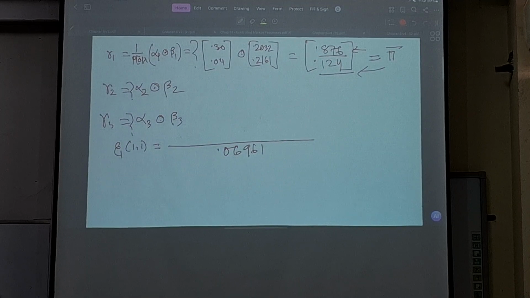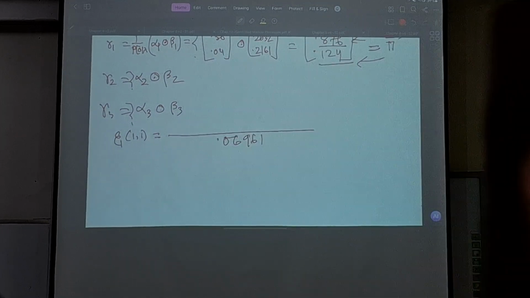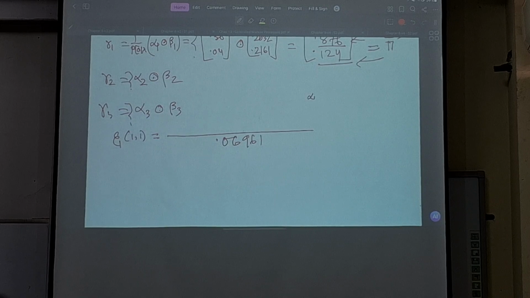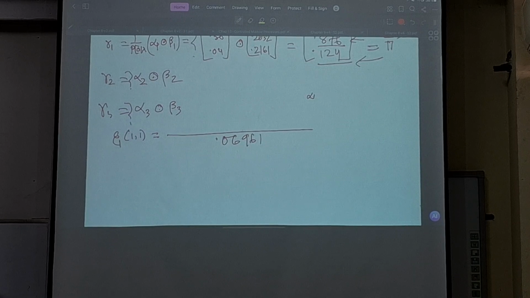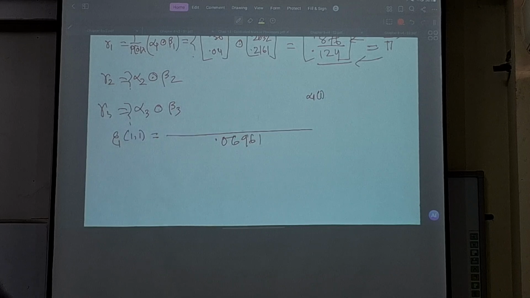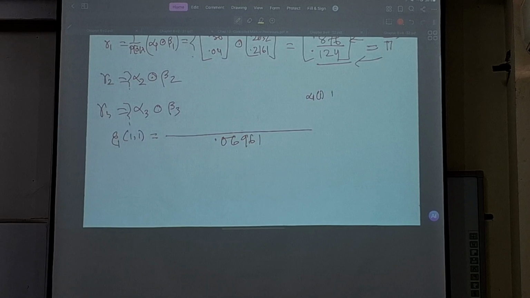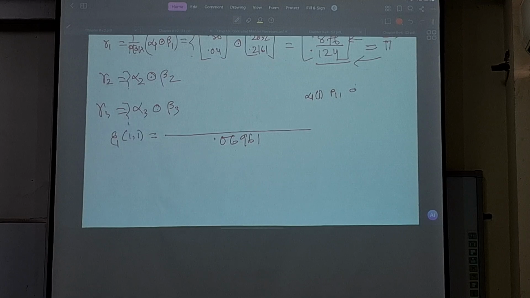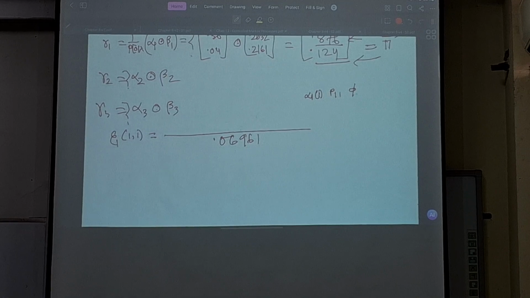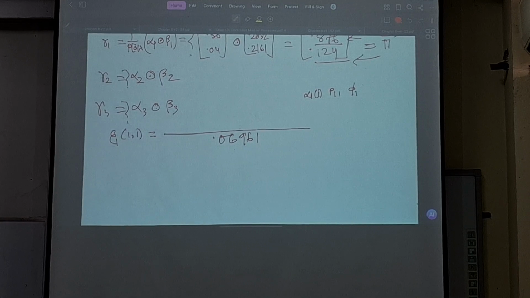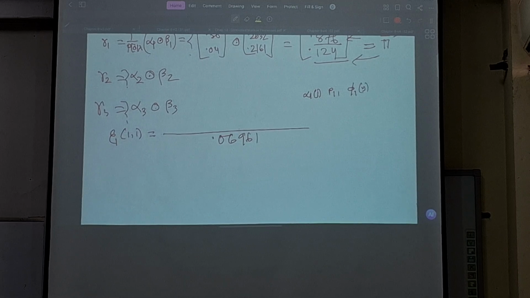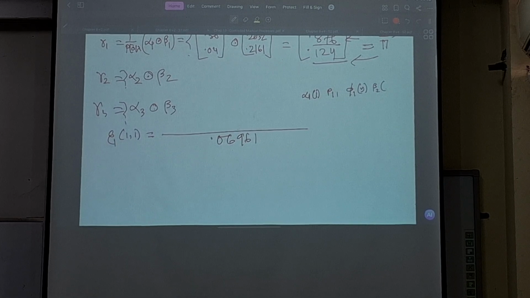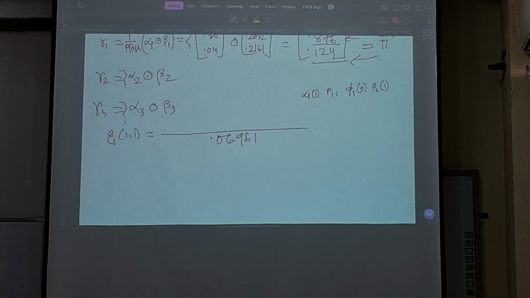And here, if you can recall, what were the values? The first one, what will we be writing? Alpha 1 times A 1, then beta 2. All these values will come here.